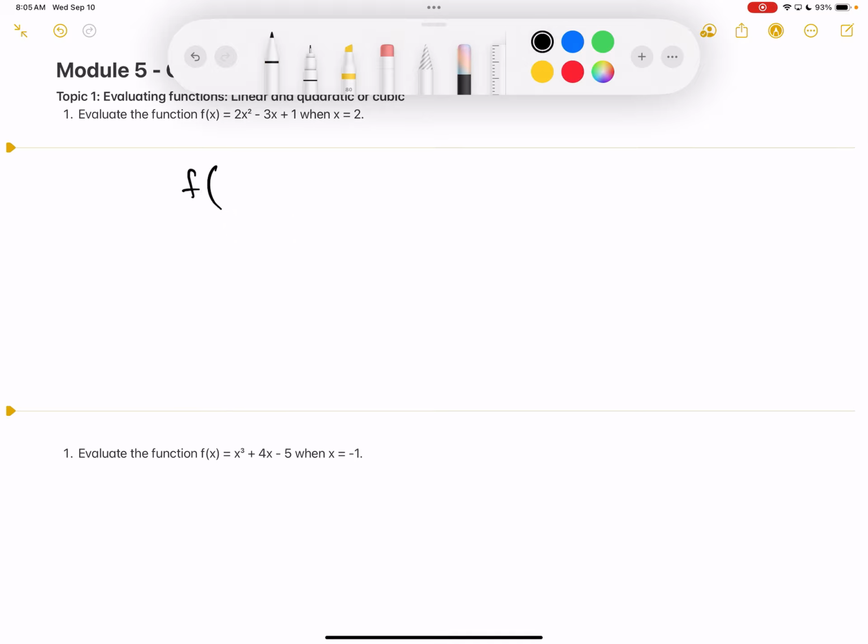When you evaluate a function, you are just plugging whatever number into that function. So like here, I plug a 2 into the function, which means I put a 2 everywhere there's an x. And then I just solve it. So 2 squared is 4. 4 times 2 is 8. Minus 6 plus 1, that would be 3. So this says when I plug in a 2, I get out a 3.